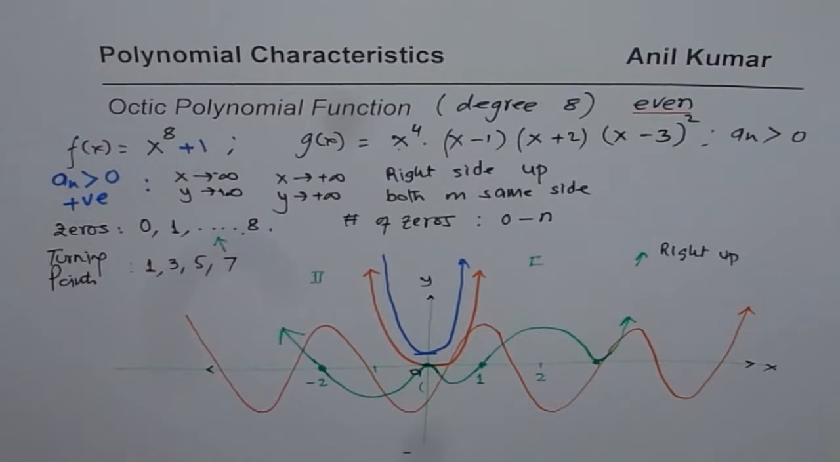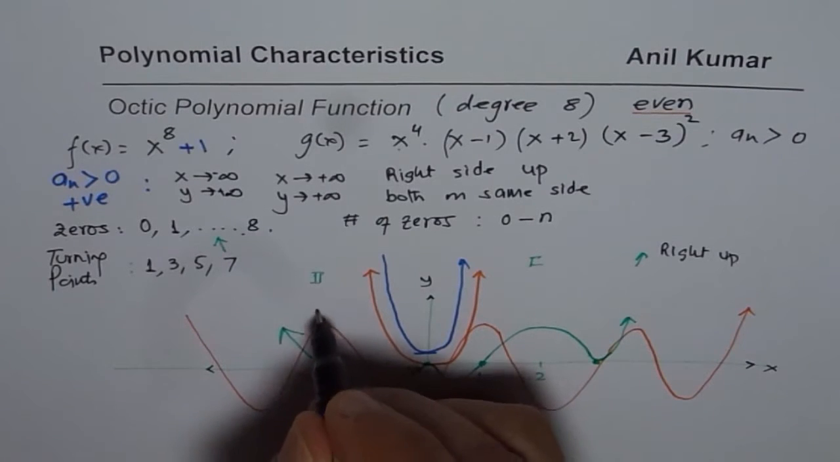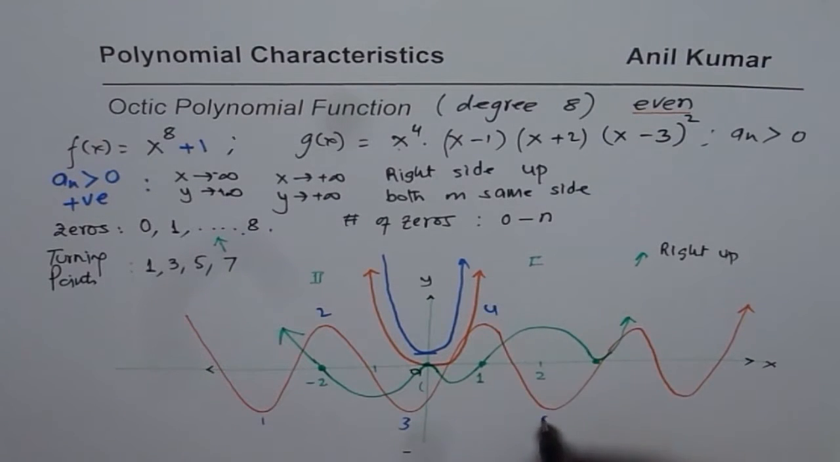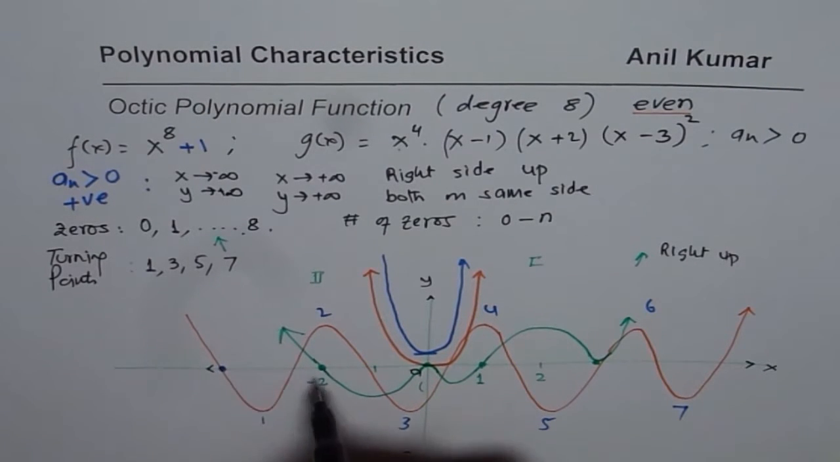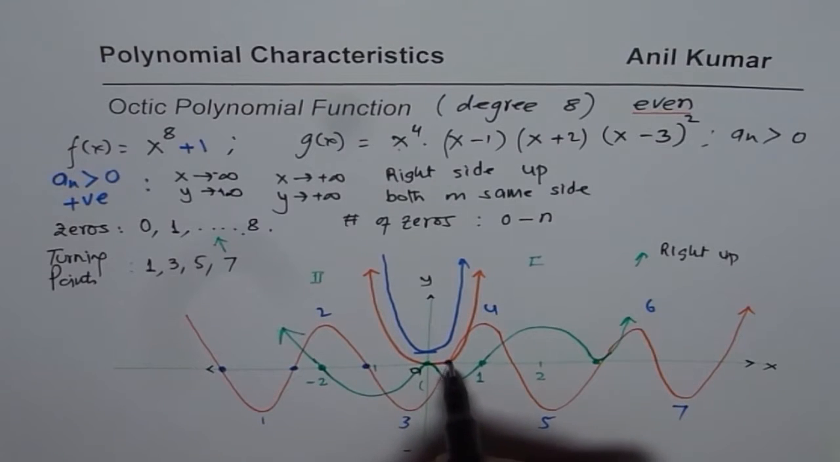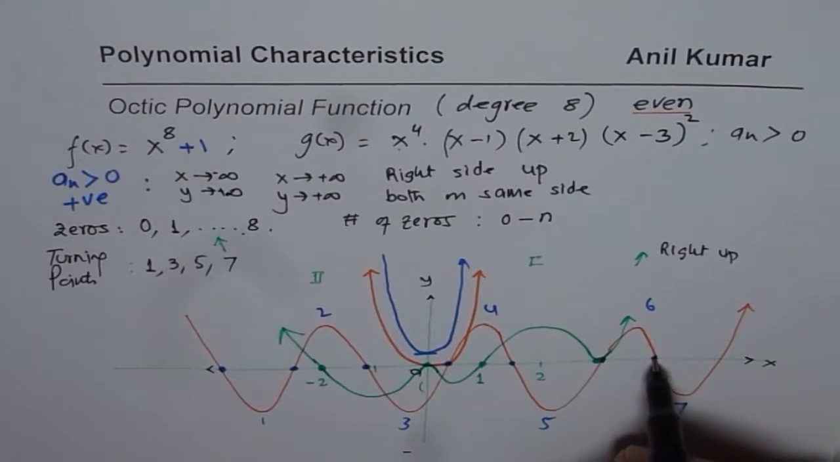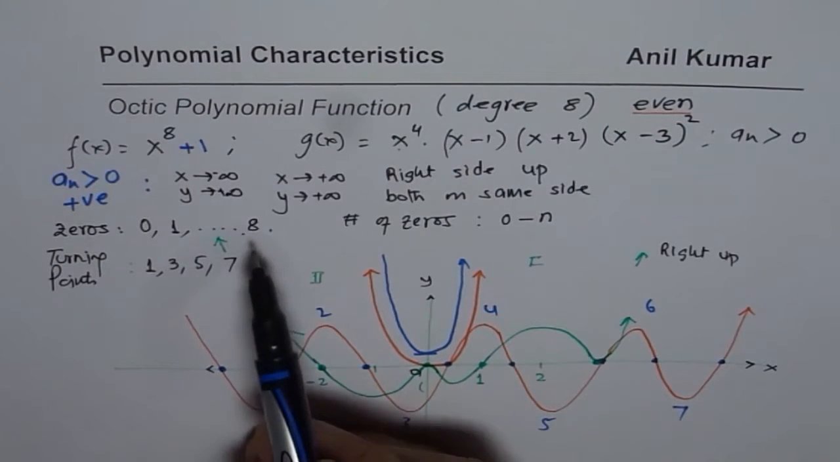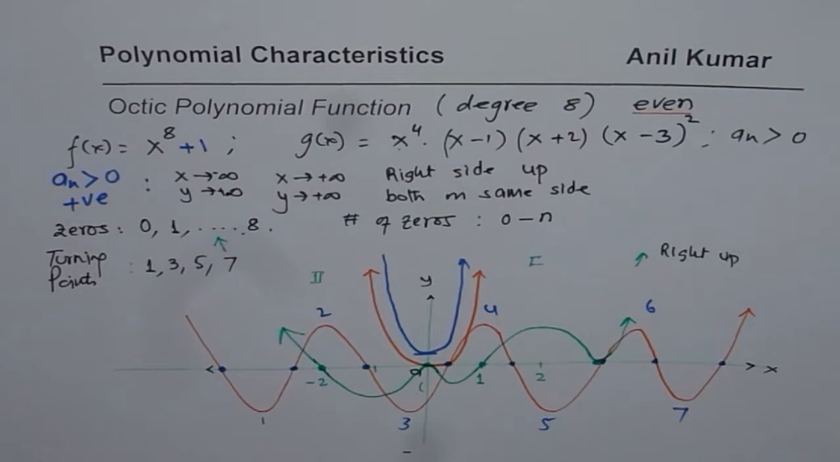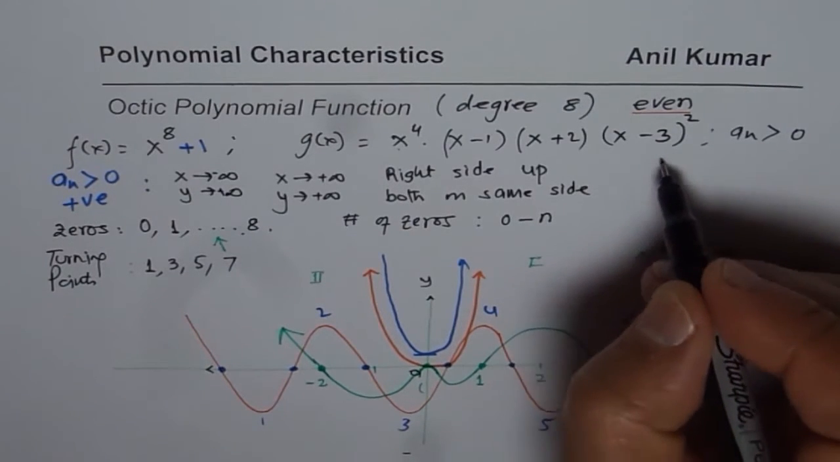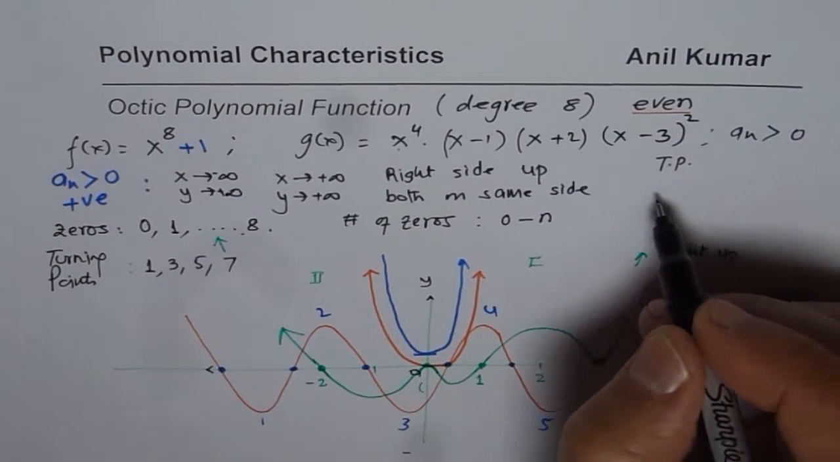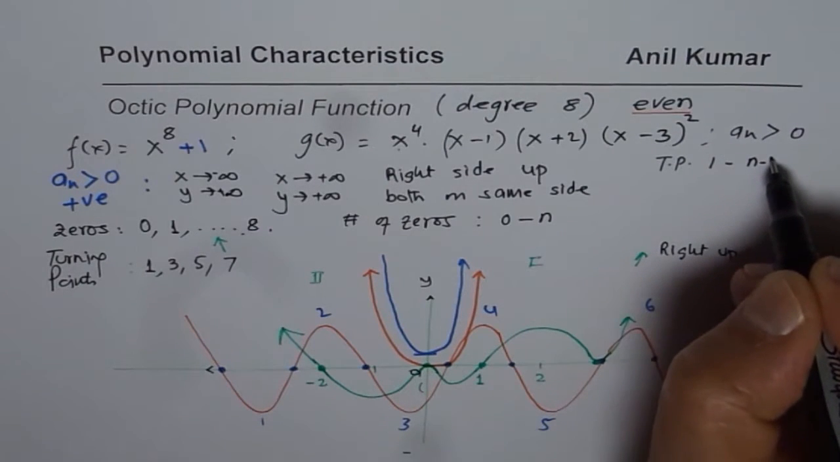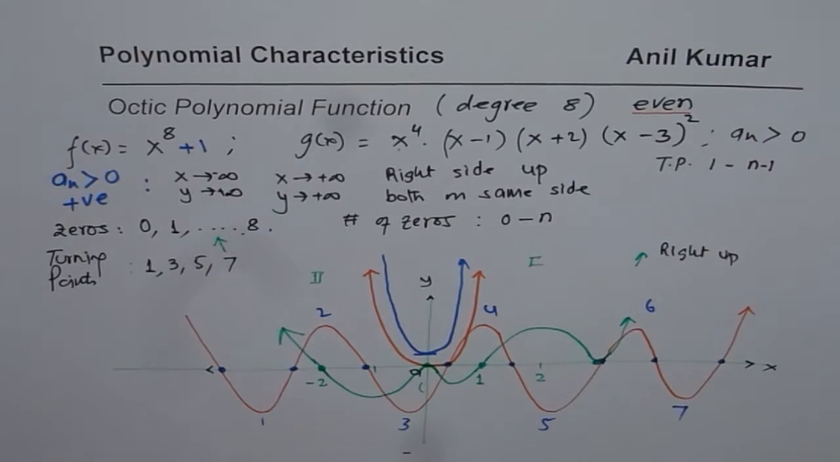Do you see that? So the number of turning points are 1, 2, 3, 4, 5, 6, 7. 1 less. And the number of zeros maximum are 1, 2, 3, 4, 5, 6, 7, 8. That is the limit. Do you see that? So maximum you can have n minus 1. So for general cases, turning points could be from 1 to n minus 1. Do you get the idea, right? So 1 to n minus 1. That is the maximum turning point.